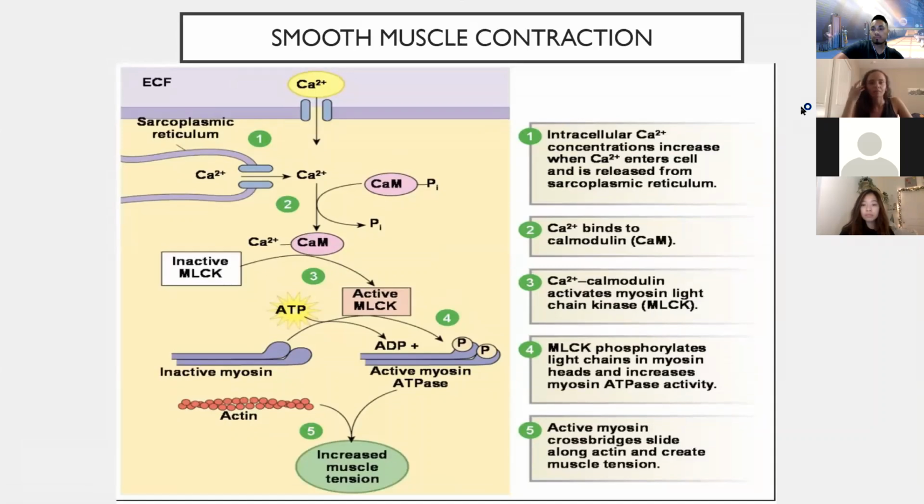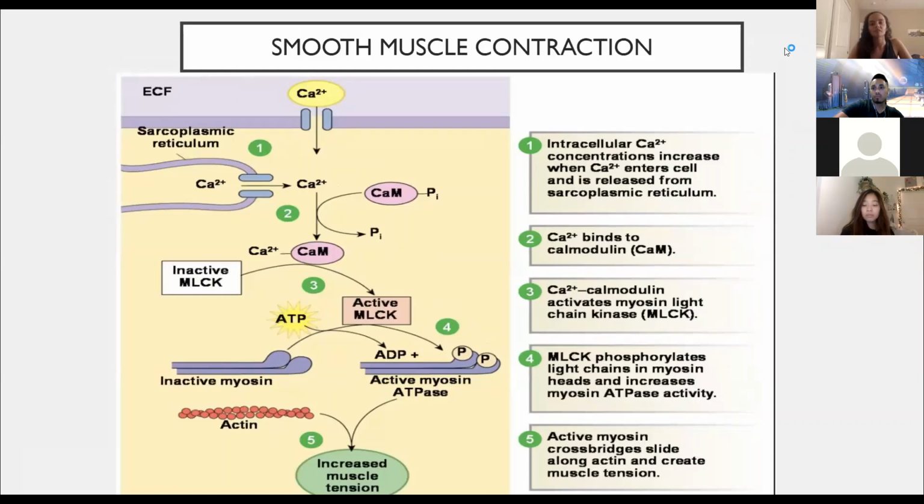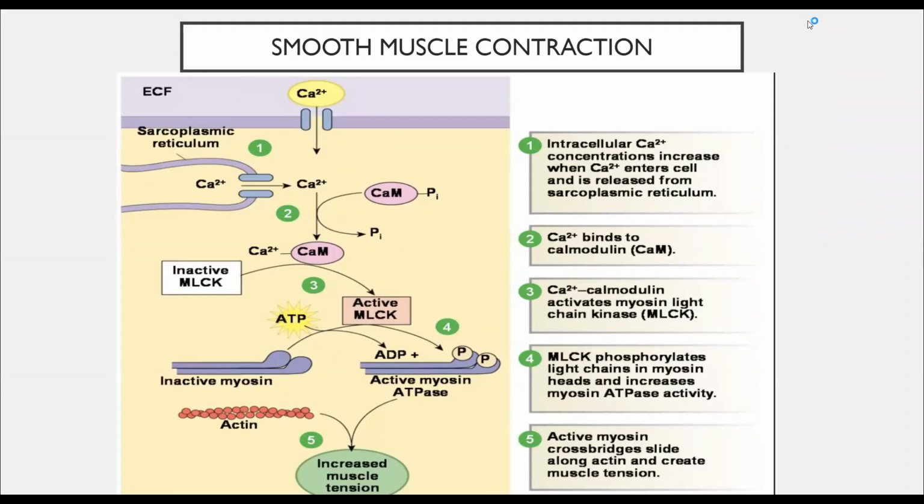calcium will enter the cell and is released from the SR, and then calcium binds to this molecule called calmodulin, and calmodulin will activate this kinase called myosin light chain kinase. Myosin light chain kinase is responsible for phosphorylating the myosin heads, and it'll increase myosin ATPase activity. And then active myosin cross bridges slide along actin, and you guys know the drill. Myosin and actin attached together form cross bridges, and so on.